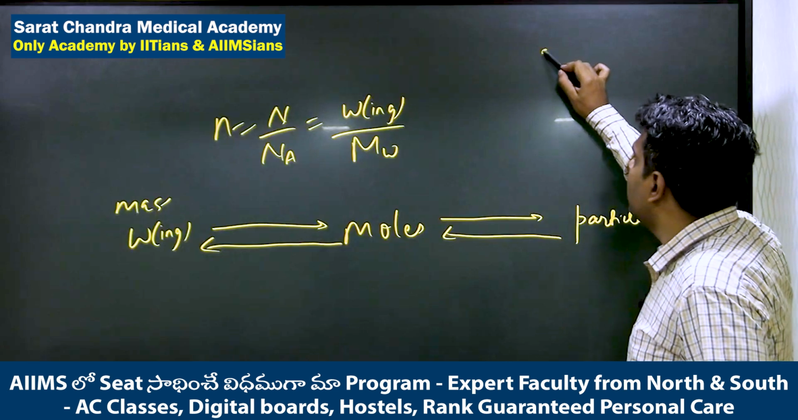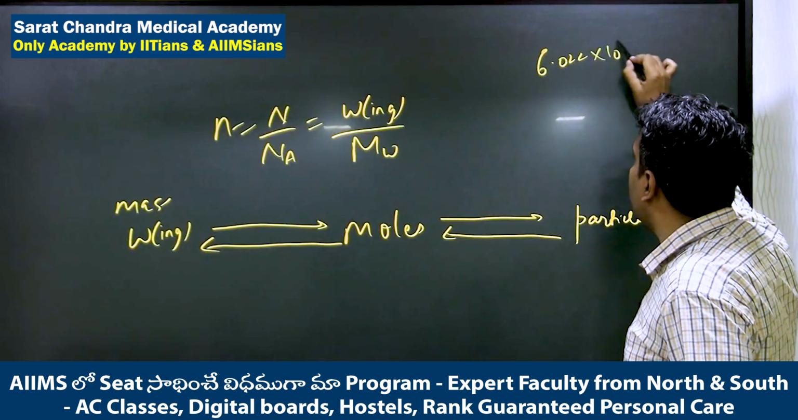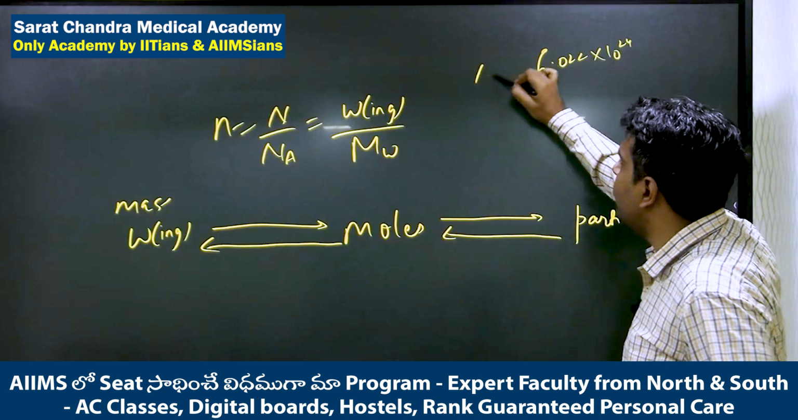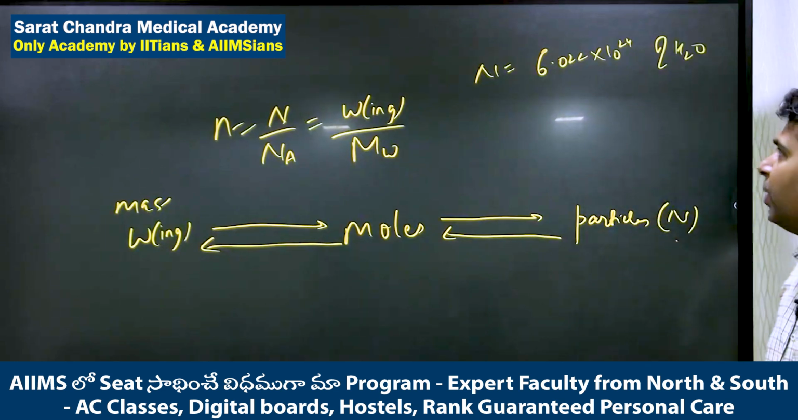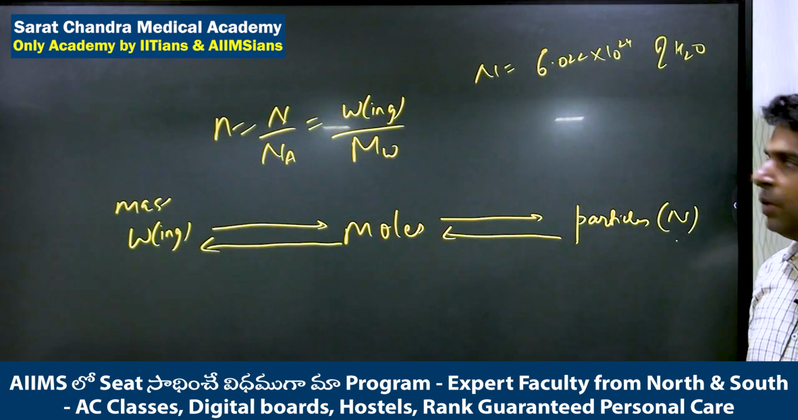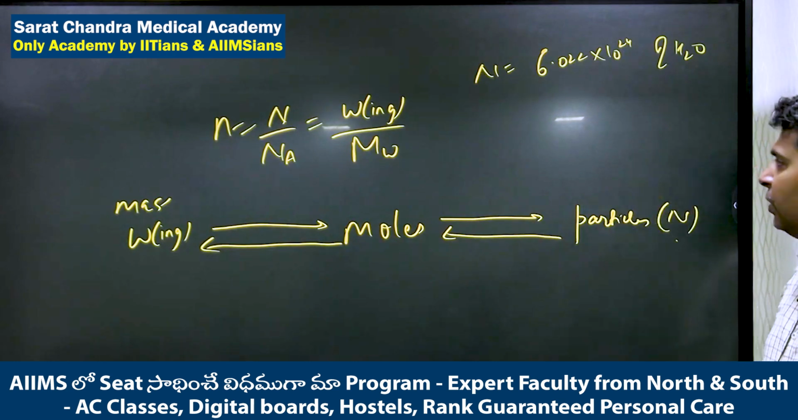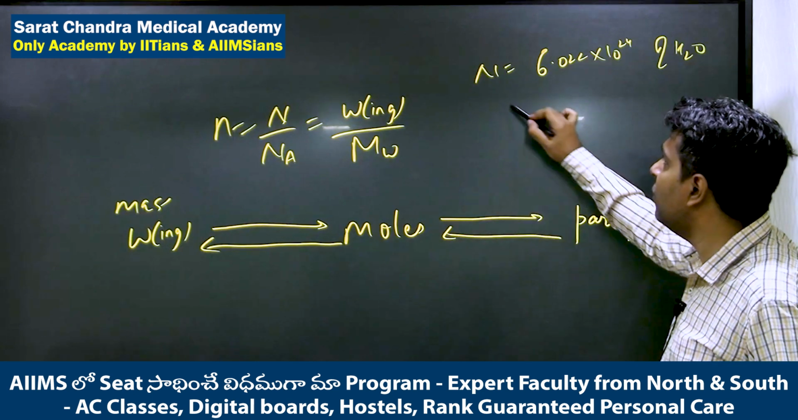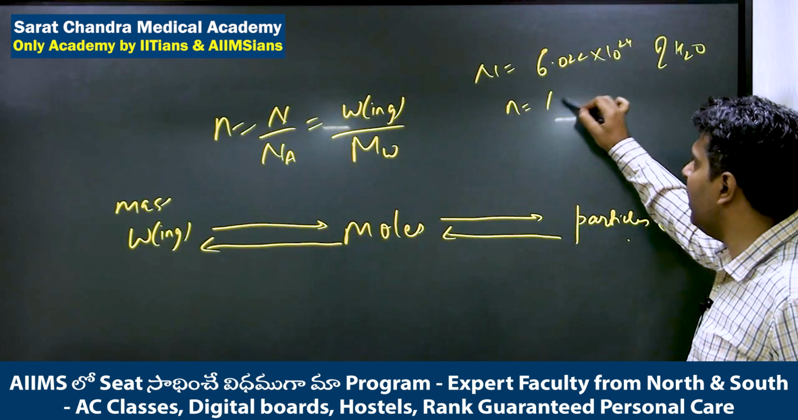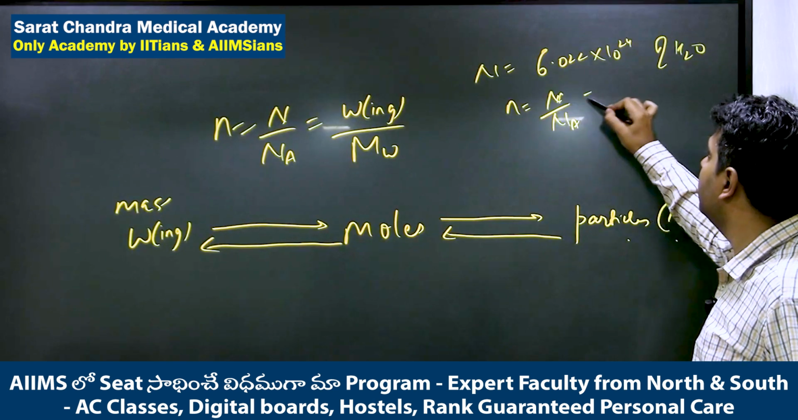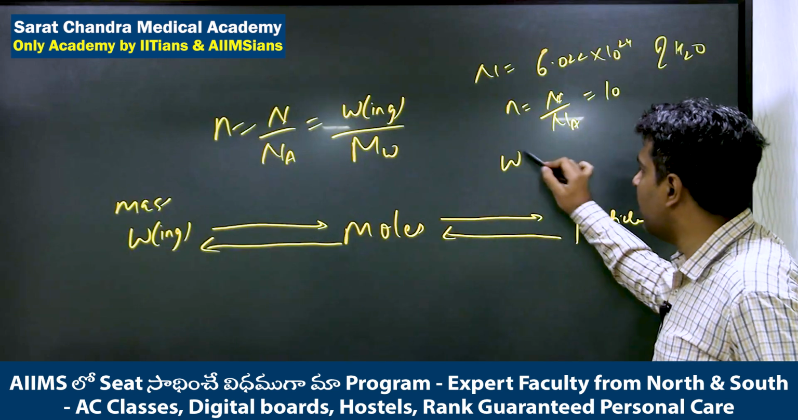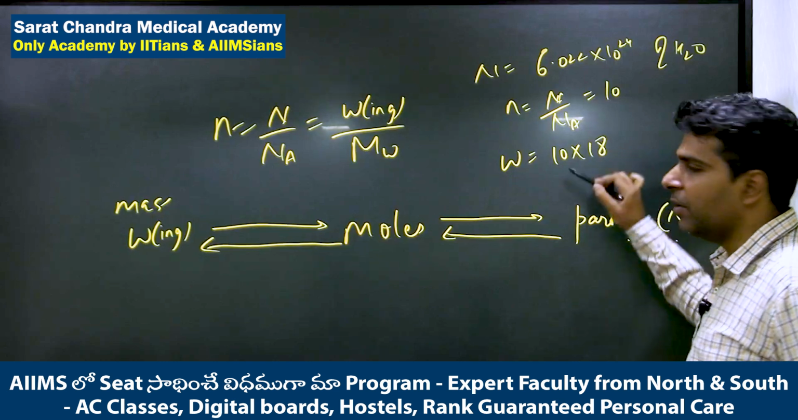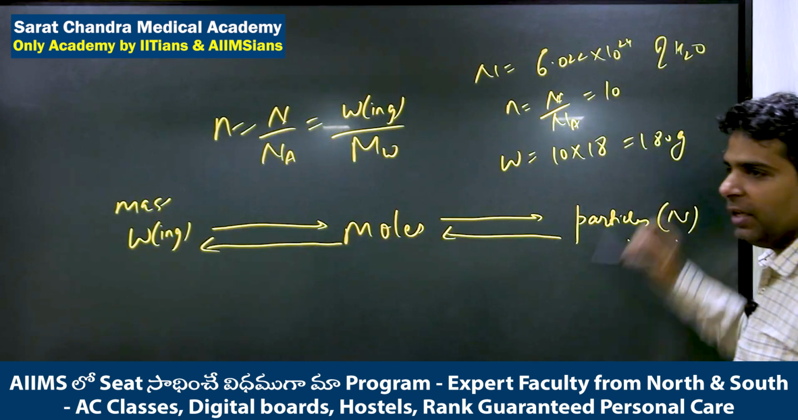Suppose there are 6.022 into 10 to the power 24 particles of water. So 6.022 into 10 to the power 24 molecules of water. What is the mass of these molecules? Now particles, molecules are given. So first we will find out moles. Moles will be N by Na. So how many moles will be there? 10 moles will be there. Then we will be calculating mass. Mass will be number of moles into molecular weight. So mass is 180 grams.